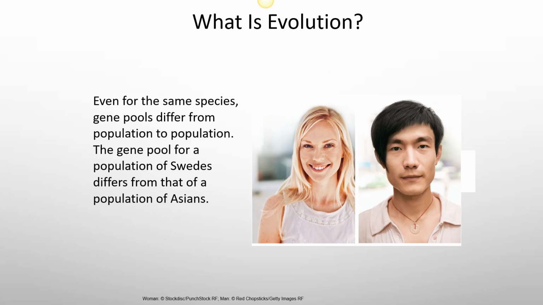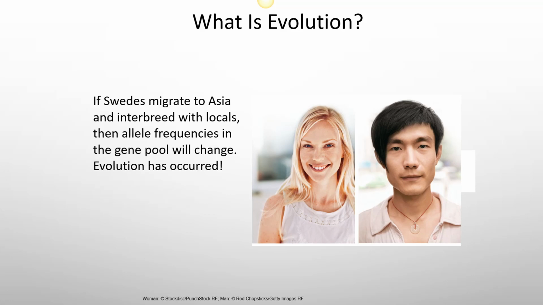Even for the same species, gene pools differ from population to population. The gene pool for a population of Swedes differs from that of a population of Asians. If Swedes migrate to Asia and interbreed with locals, then allele frequencies in the gene pool will change, and evolution has occurred.